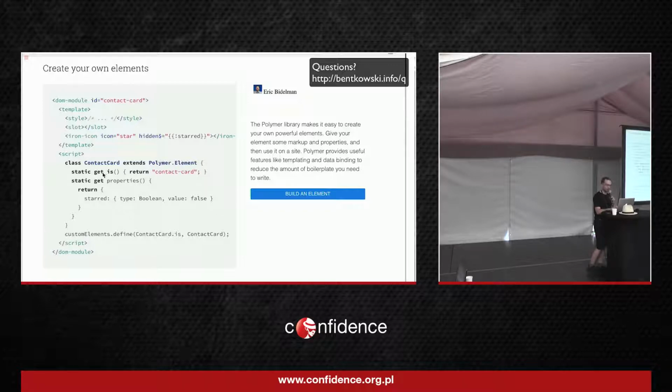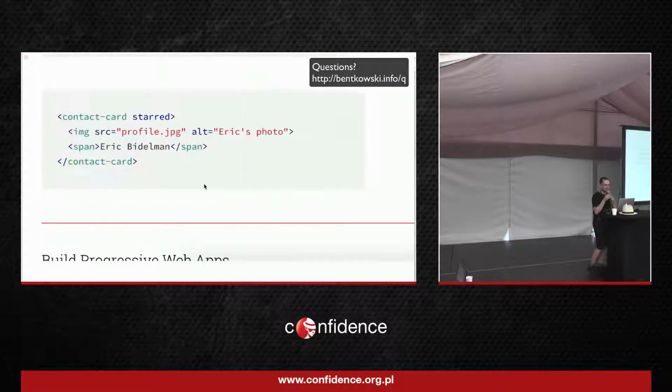And we have some script. We define the behavior of the element. And then later in the HTML, we can just use an HTML element called contact card. And it would work just as we wrote it.